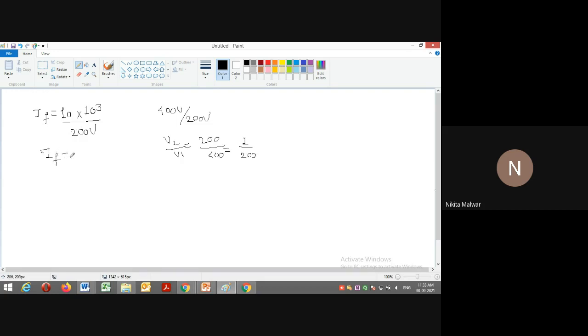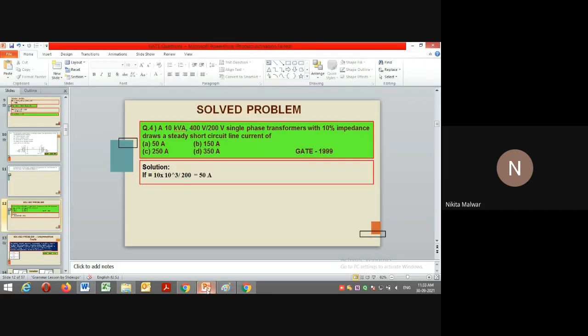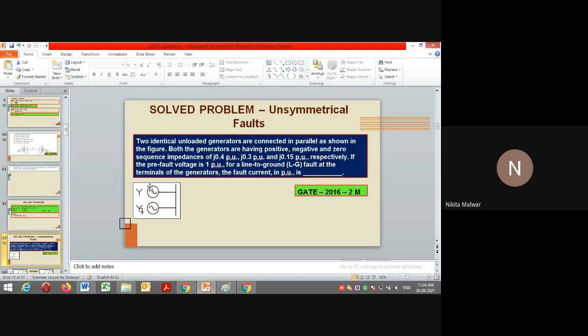So your fault current you may find is 50 ampere. Find this in your options. Your options are 50 ampere, 150, 250 and 350. So the correct answer will be 50 ampere. Now let's move towards the next question.